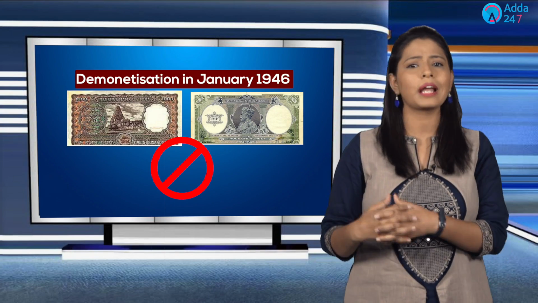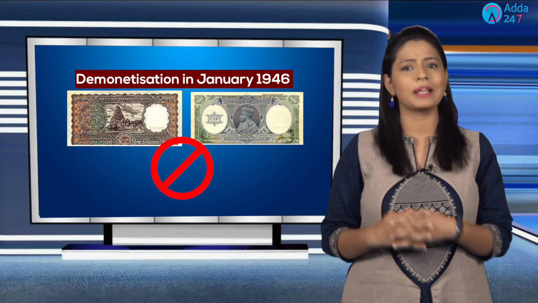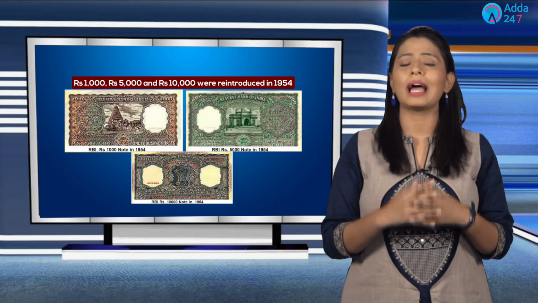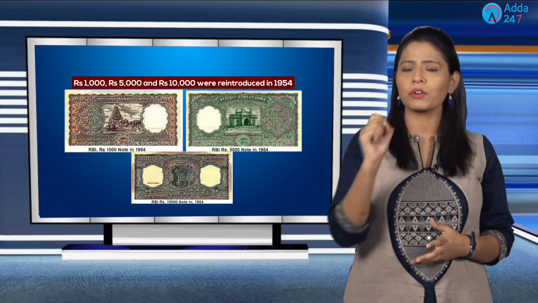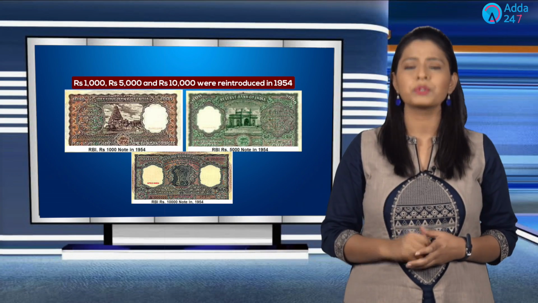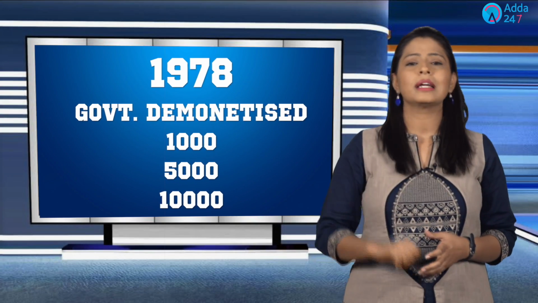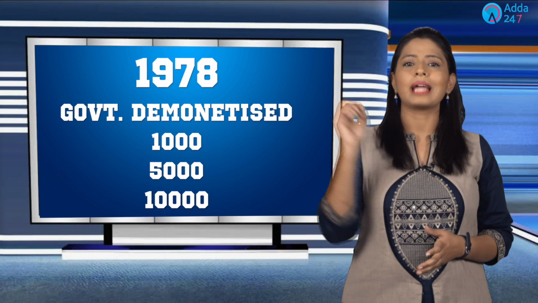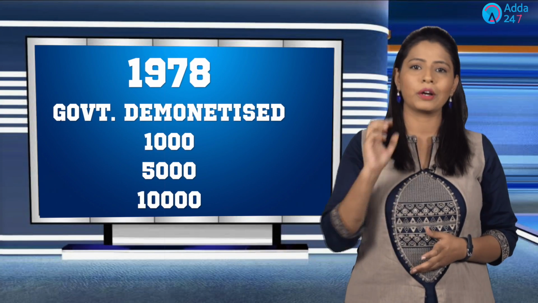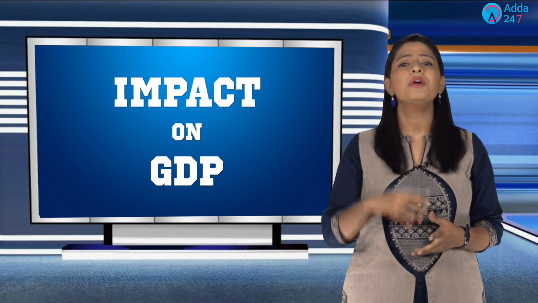So friends, in 1946, demonetization of 1,000 and 10,000 rupee notes took place in India. Again, in 1954, 1,000 rupee, 5,000 rupee and 10,000 rupee notes were introduced. Again, in 1978, the 1,000 rupee note, 5,000 rupee note and 10,000 rupee note were demonetized from the economy. So let's see the impact of demonetization on various sectors.